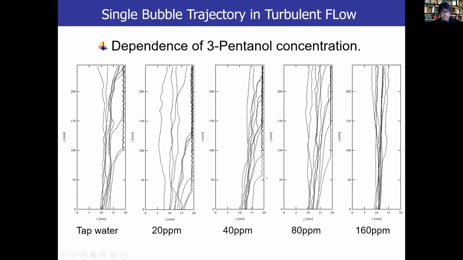Okay, they just follow. And for this, the 3-pentanol at 160 ppm, you see that they don't come to the wall. This is the wall depletion. Okay. So in the shear flow, the center of the channel is zero. And so this is y equal 20, the wall, and y equal zero is the center of the channel.